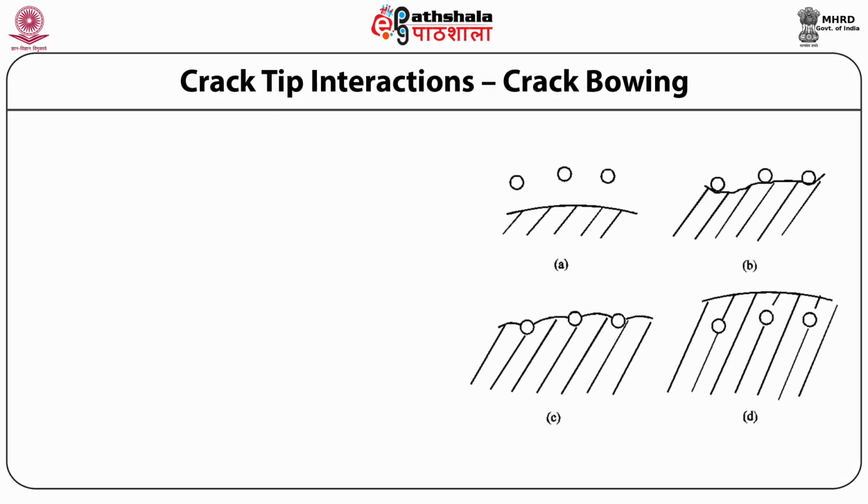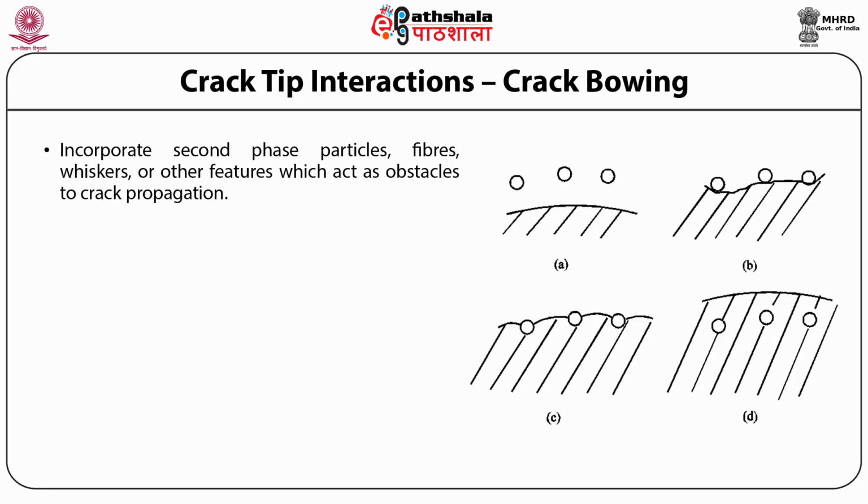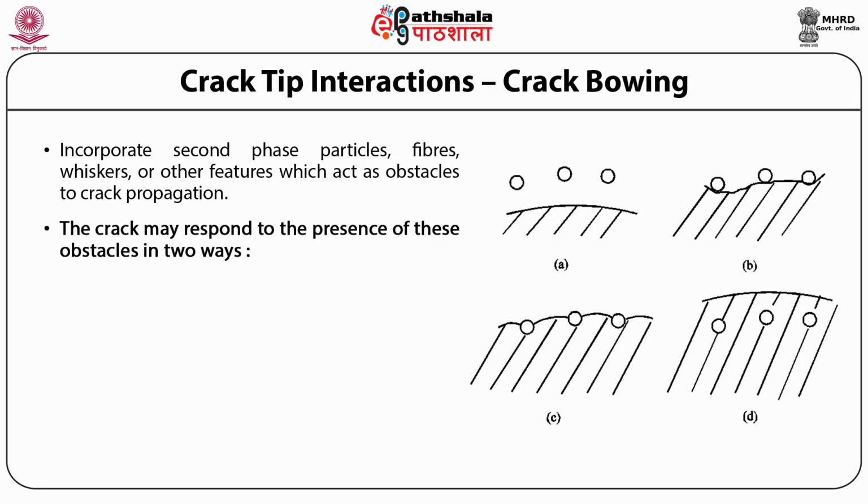Let us now discuss the crack tip interactions, crack bowing. A common method of toughening of the ceramics is to incorporate the second phase particles, fibers, whiskers or other features which act as obstacles to crack propagation. The crack may respond to the presence of these obstacles in two ways. It can continue to move by bowing between the obstacles, or it may get deflected.